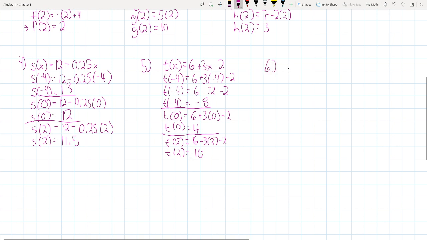Number 6. U of x equals negative 2 minus 2x plus 7. So I'm going to do u of negative 4 equals negative 2 minus 2 times negative 4 plus 7. So u of negative 4. Let's see, that makes the negative 2 and the 7 make 5. Negative 2 times negative 4 is positive 8. So u of negative 4 is 13.